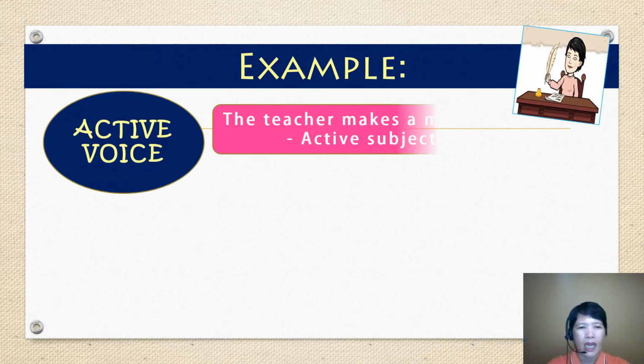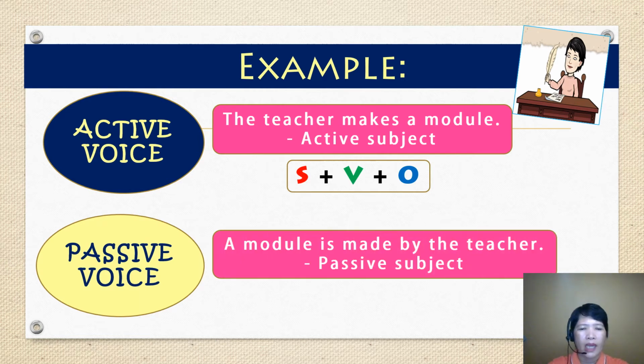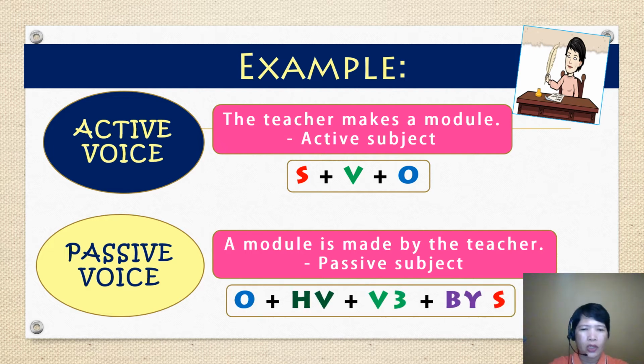Example, active voice: teacher makes a mojo. So we have an active subject here, and the subject is the teacher, the verb is makes, and the object is a mojo. In the passive voice, we have: a mojo is made by the teacher. So we have a passive subject. The structure of the passive voice is we have the object plus the helping verb plus V3 plus by and then the subject.